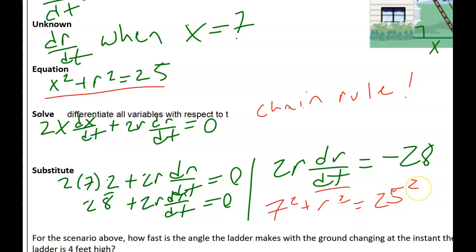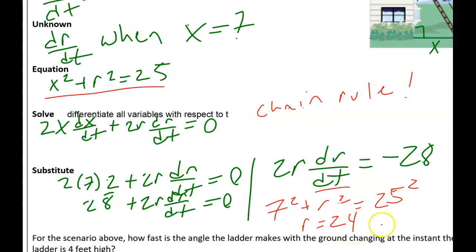And that's going to spit out my r. And I'm going to do that work. You can do that work on your own, for sure. I'm just using Pythagorean theorem and solving for a variable. That gives me r equals 24. And then I can plug that back in.